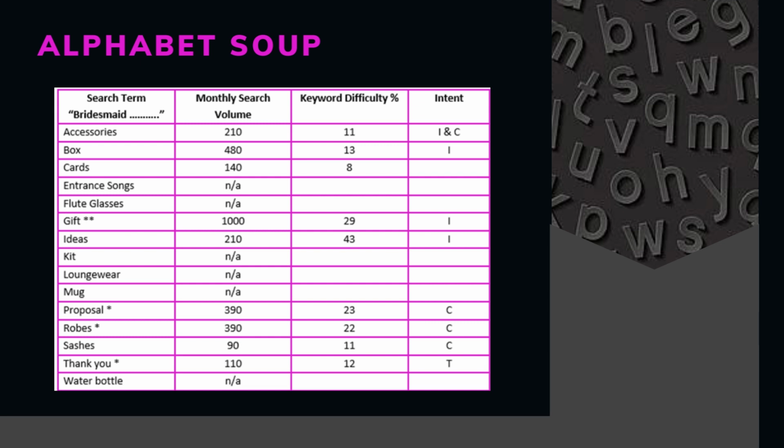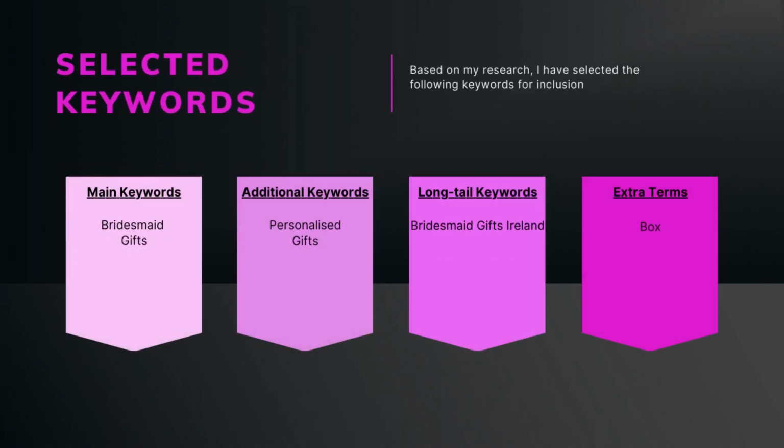And in addition to this, I also found that it would be useful to include terms such as box, proposal, robes, and thank you in longer portions of text, as they have a relatively high search value and a low keyword difficulty. And this is just a brief overview of the keywords I selected. So bridesmaid gift is my main keyword, and then the additional keywords would be personalized gifts, bridesmaid gifts Ireland, and so on. And then extra terms would be box, proposal, robes, and thank you.